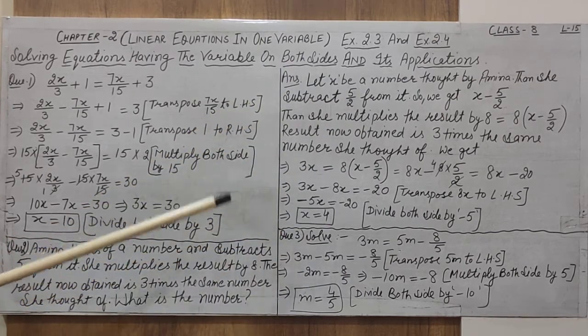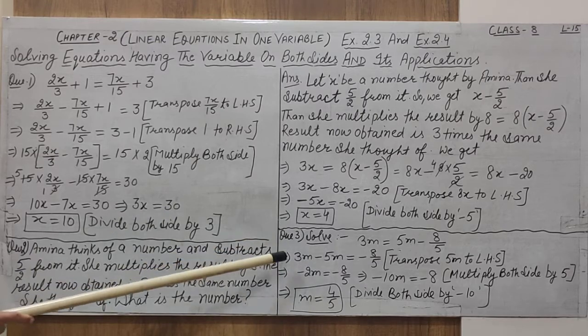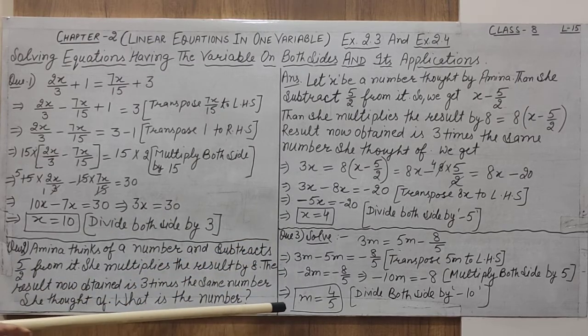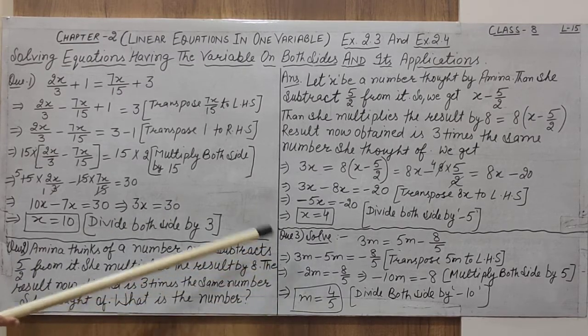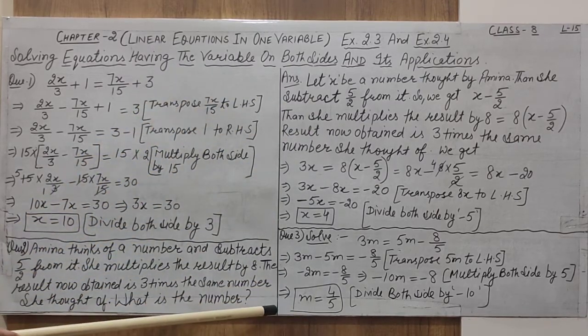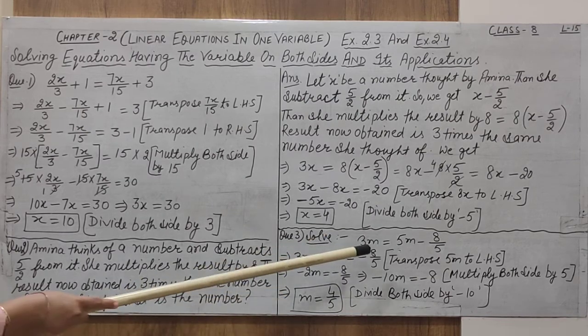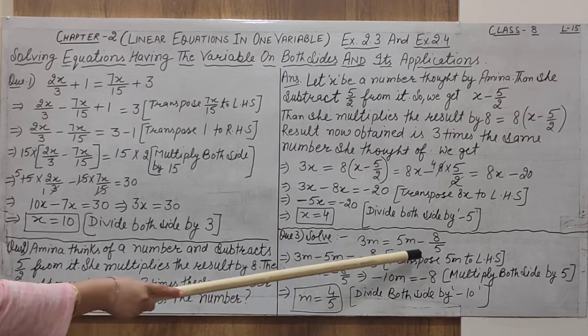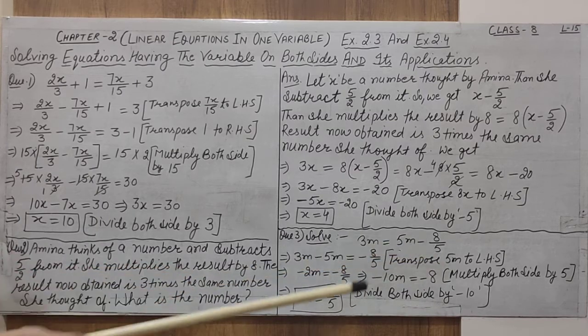Alright, now let us take one more question of a similar type to understand, because we have to do more and more questions of the same type. Only then can we use the method to solve them. The next question is 3m is equal to 5m minus 8 by 5.